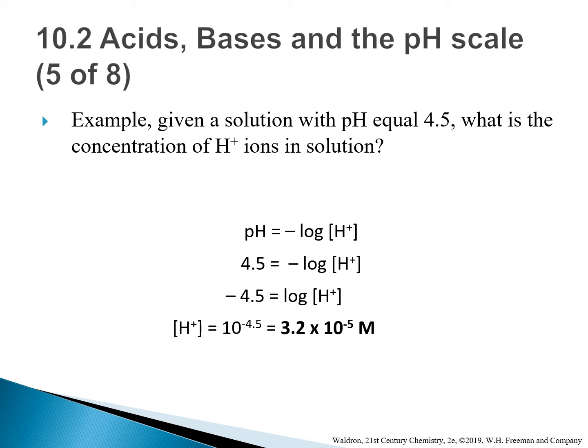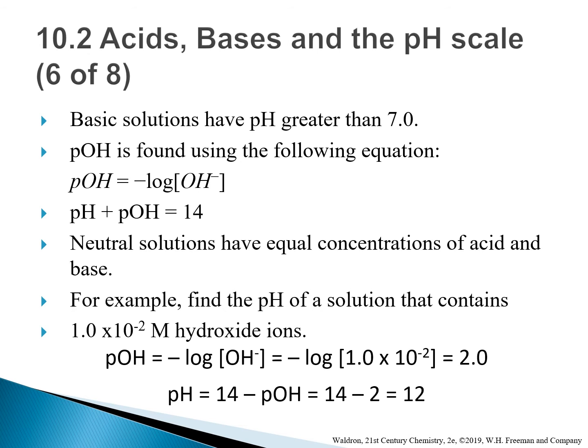Let's take a look at another example. Given a solution with a pH equal to 4.5, what is the concentration of H+ ions in solution? We're going to apply the same formula, but this time we're going to plug in 4.5 for pH. When you solve this, most importantly, you need to get rid of the log. You're going to use base 10, so you put 10 to the minus 4.5 exponent to get the concentration of the H+ ion in solution.